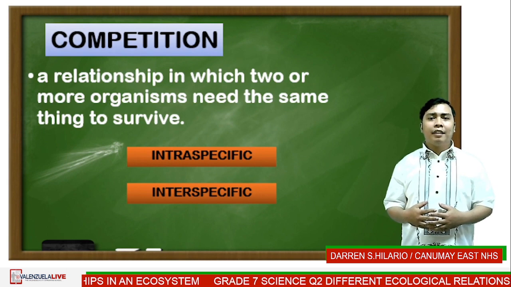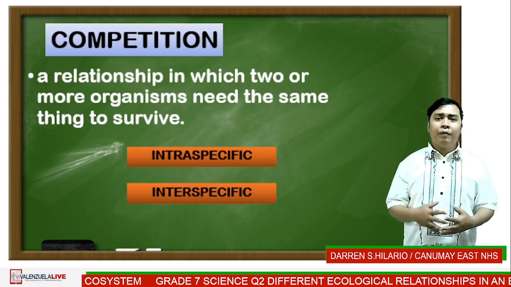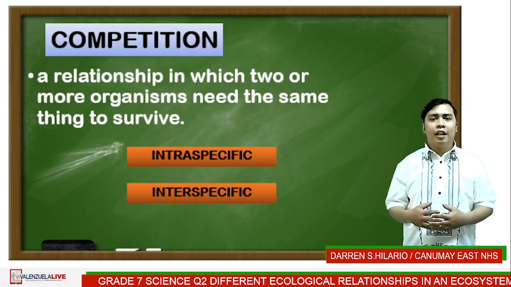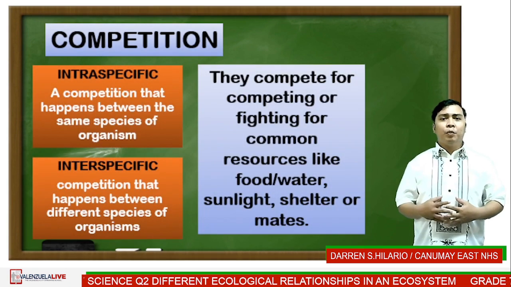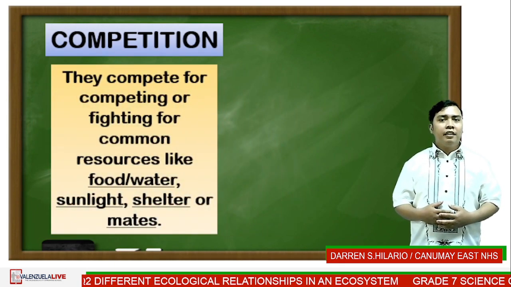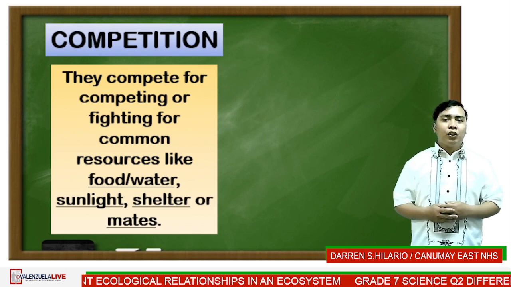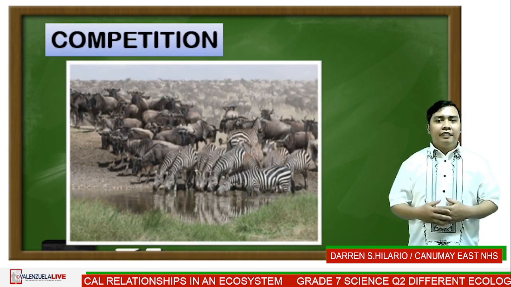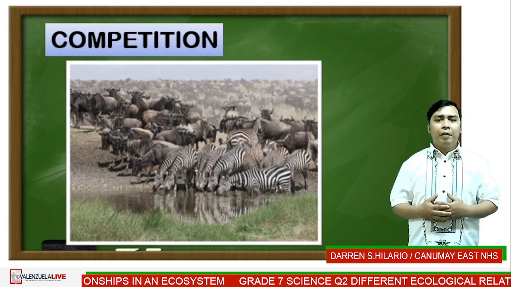The competition that happens between the same species of organism is called intraspecific competition, or in different species of organism, which is called interspecific competition. The organisms are competing or fighting for common resources like food, water, sunlight, shelter, or even mates. One of the examples of competition is among the zebras and oxen. These organisms are competing for food and water, and even for growing space or territory.